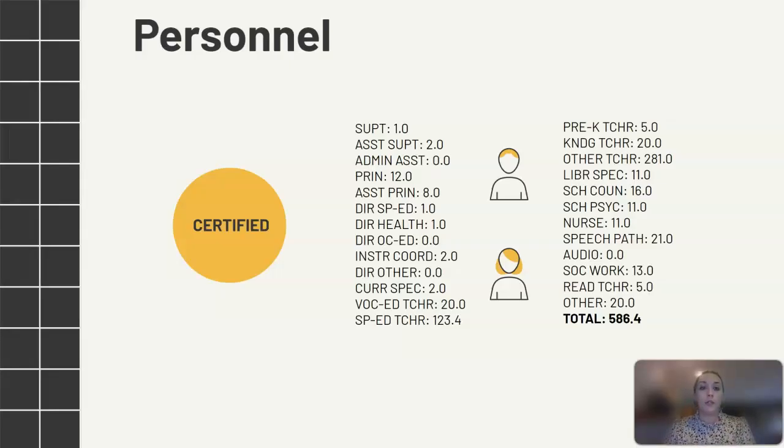So moving into our personnel, here you can see all of the certified staff that are within the Goddard School District and everything and everyone that it takes to meet our district's needs and meet our students' needs in order to ensure the success of our school district. So our total is down at the bottom in bold, and we have 586.4 certified staff working for our Goddard School District. This is also pulled from the 2021-2022 school year.